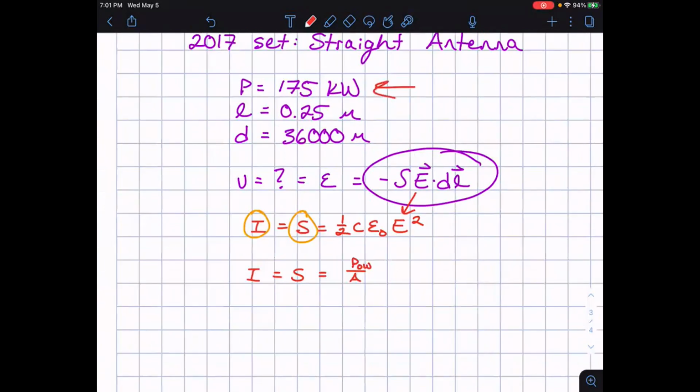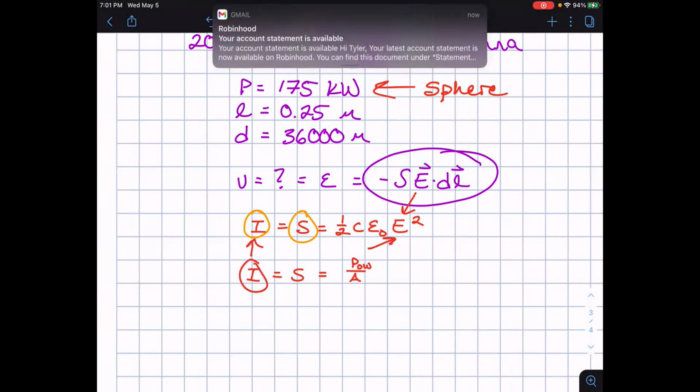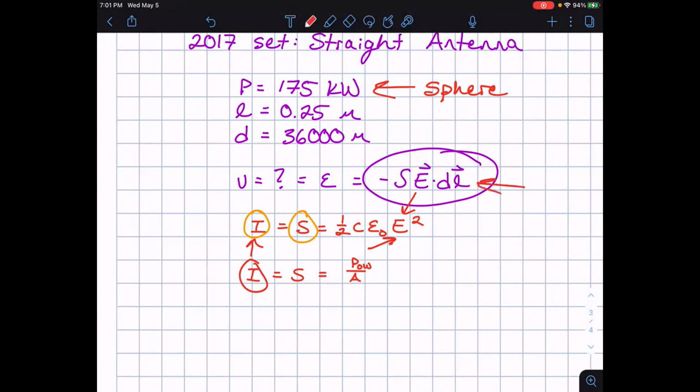The problem statement says it goes in a spherical fashion, so I know my area. And this is great. I can find intensity, and I can go find electric field, and then I can go find voltage. So what I've just defined for myself is a very clear path as to what I'm supposed to do in this problem. Because, like I said, it's kind of difficult to translate electric fields to voltages sometimes, and even more so when it's talking about waves in general. So that thought process will do you pretty good on the exam if you're just confused as to what to do.